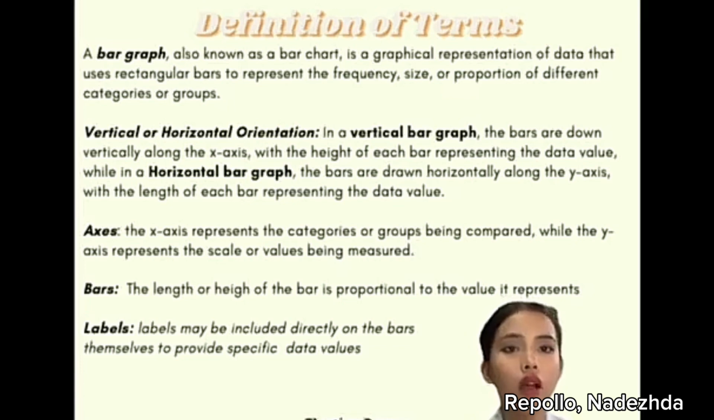Next is the bars. Bars in a graph represent data values or frequencies for each category or groups, with their lengths or heights directly proportional to the corresponding values or frequencies. The labels in a graph provide essential information about the axis, data points, or categories, helping to clarify and interpret the graphical representation of data.